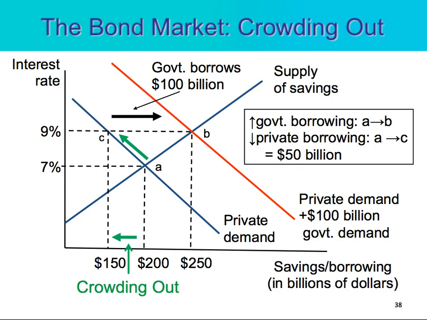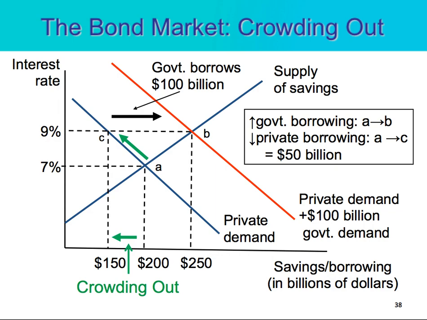Here's an example about how government borrowing in the bond market might cause crowding out of private investment. Government borrows money by issuing bonds. Government must borrow money if its revenues fall short of its expenditures. That's running a budget deficit.